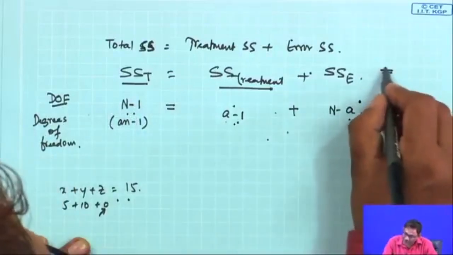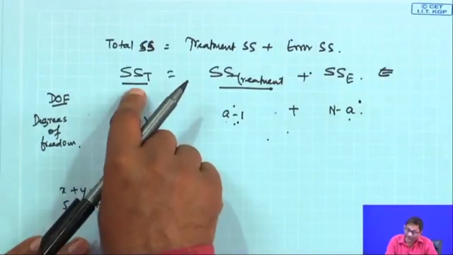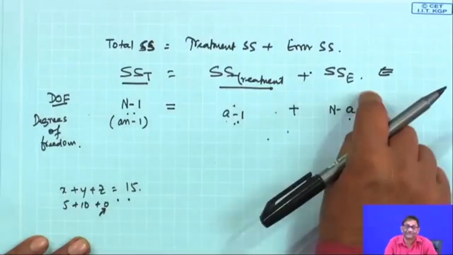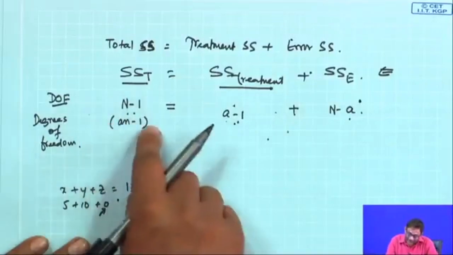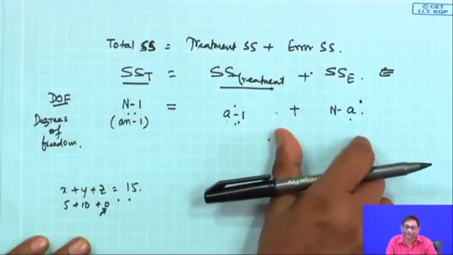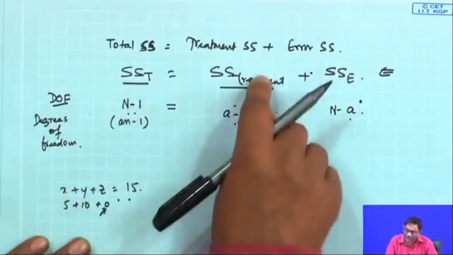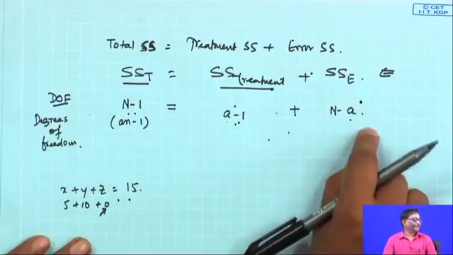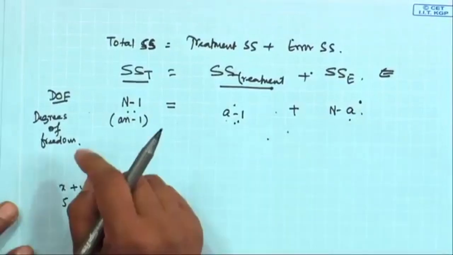So, that means not only is the total sum of squares divided into two parts, sum of squares treatment and sum of squares error, your total degrees of freedom is also divided into two parts. Total degrees of freedom is equal to treatment degrees of freedom plus error degrees of freedom. Very, very important concept.